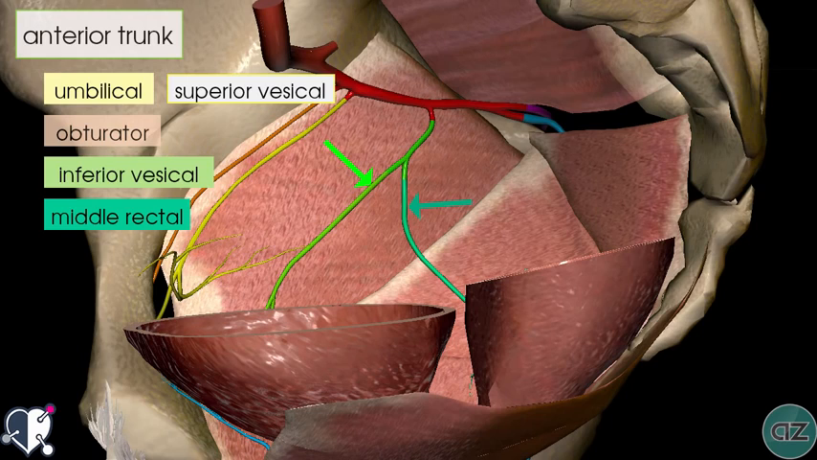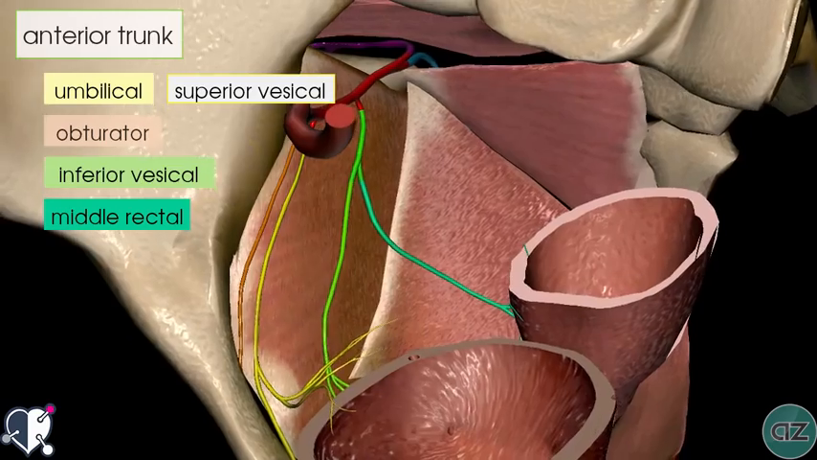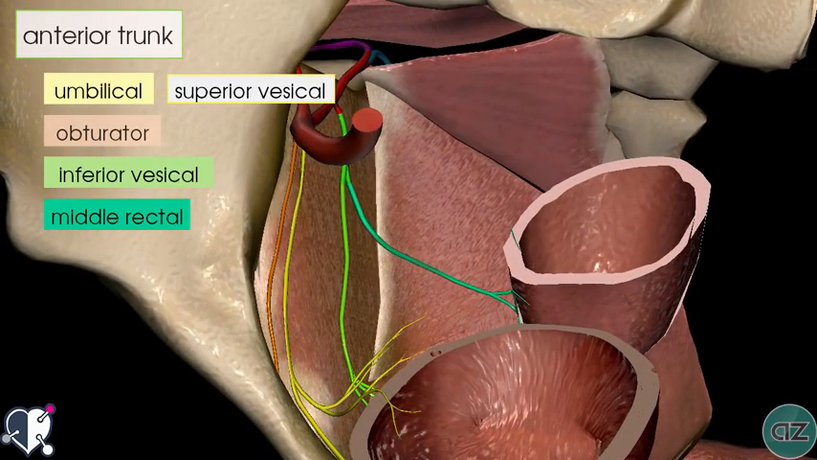The inferior vesical artery, like the superior vesical artery, supplies the bladder, the ureter, and in men the seminal vesicles and the vas deferens. If I just rotate the model round again, you can see the middle rectal artery coming off to supply the rectum.